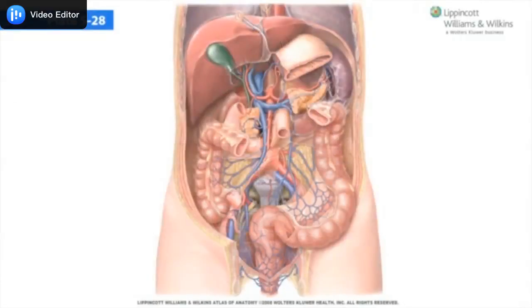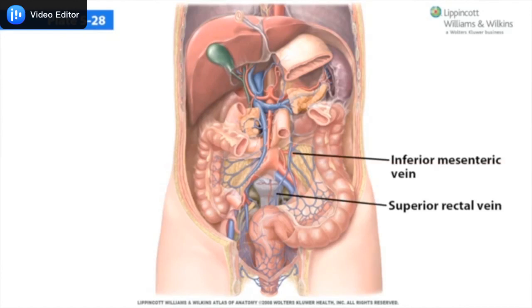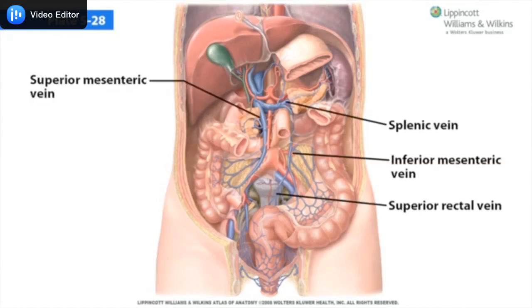The veins responsible for draining the anal canal are named identically to, and cover the same territory as, the arteries supplying the anal canal. The superior rectal vein drains into the inferior mesenteric vein, which drains into the splenic or the superior mesenteric vein, which in turn drains into the portal vein.